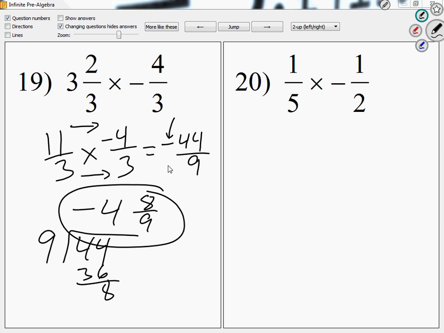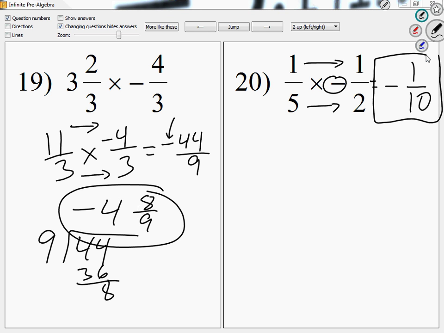Let me take a look at question number 20. There, I don't have any mixed numbers, so we're good. I'm just going to multiply straight across. I cannot simplify anything, so I see a negative sign, so I know my answer is negative. On the top, I have 1 times 1. At the bottom, I have 5 times 2. The big number's at the bottom, so we're good. Negative 1 over 10.